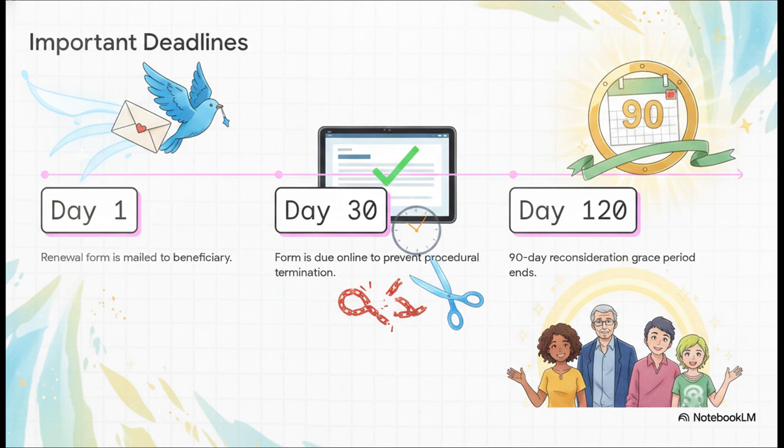But wait, here is your massive safety net, a 90-day reconsideration grace period. If your case is closed out just for missing paperwork, do not start over with a new application. Instead, submit the late renewal within that 90-day window, and if you're eligible, your coverage is retroactively reinstated without any gap. Talk about a lifesaver.